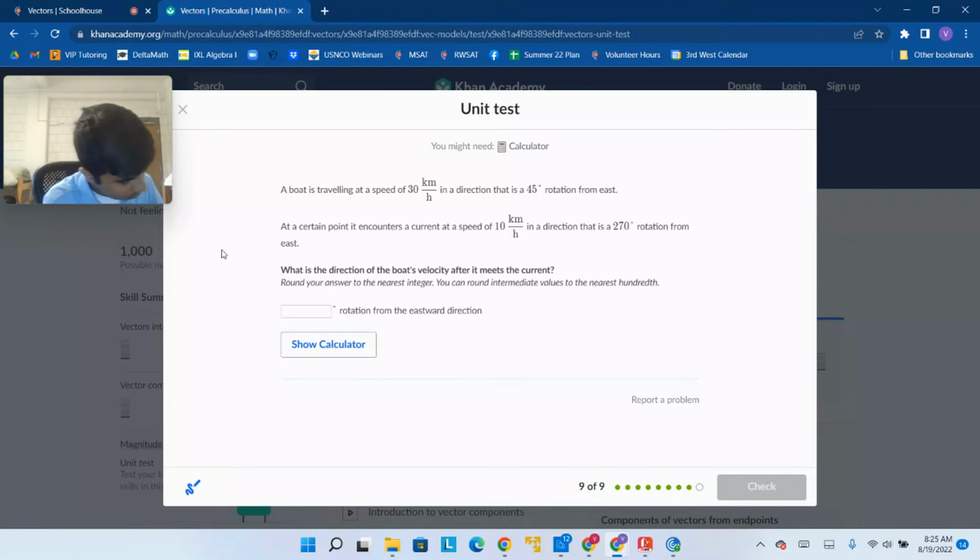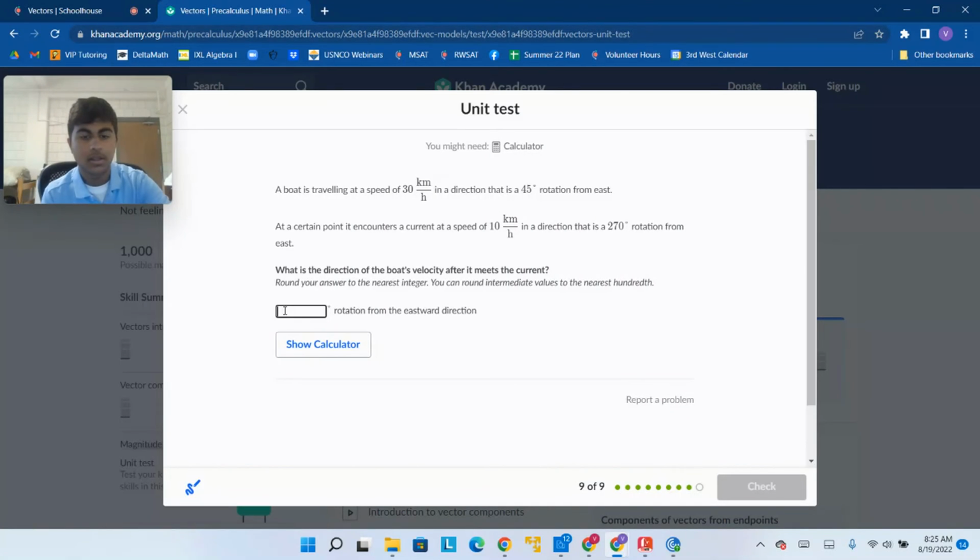Theta, of course, is going to be the inverse tangent of the y, 11.21, over the x, 21.21, and that is going to be 62 degrees. 62 degrees, and that is our answer.